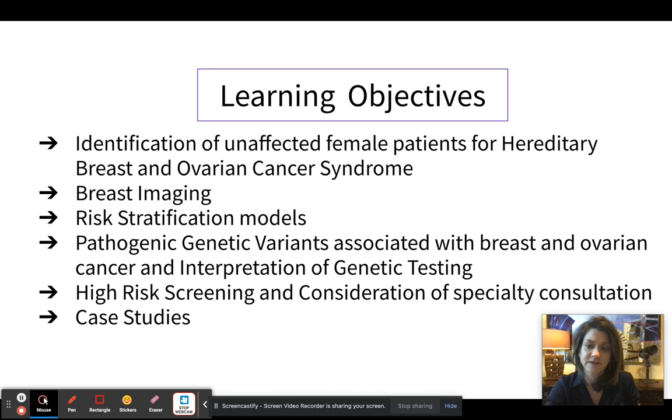The learning objectives for today's lecture are, first, to learn to identify unaffected females in their practice that are at higher risk for hereditary breast and ovarian cancer. Also, what breast imaging plays a role in high-risk screening, risk stratification models, a review of pathogenic variants associated with breast and ovarian cancer, how to interpret a genetic panel, how to perform high-risk screening, and when to consider a specialist for your patient. And we'll wrap it up with some case studies.